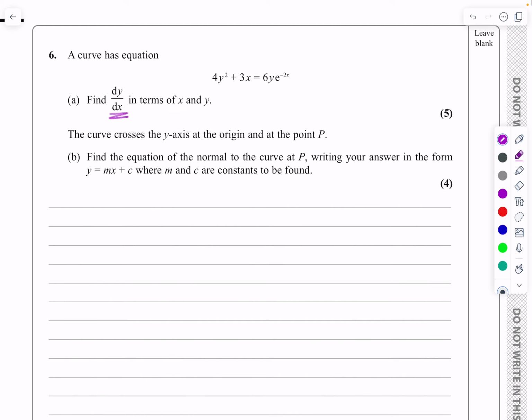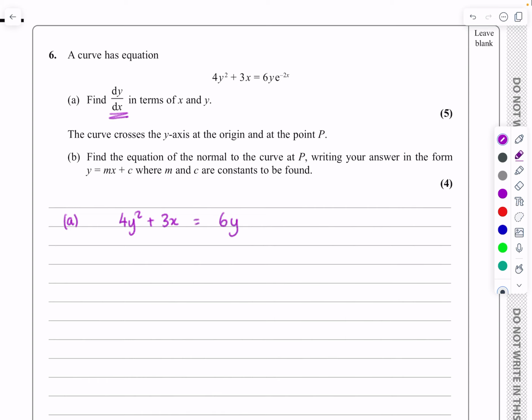That's hopefully relatively straightforward. And then after that, we've got to use dy by dx in context to find the equation of a normal, which again, hopefully we should be able to do. Let's go back and look at our dy by dx then. So part A, my function is 4y squared plus 3x. Shouldn't really have too many difficulties differentiating that part.